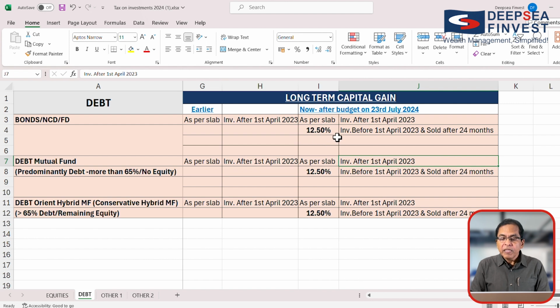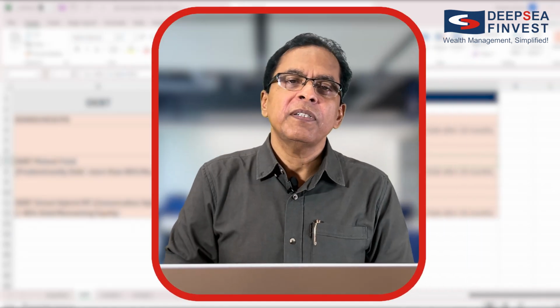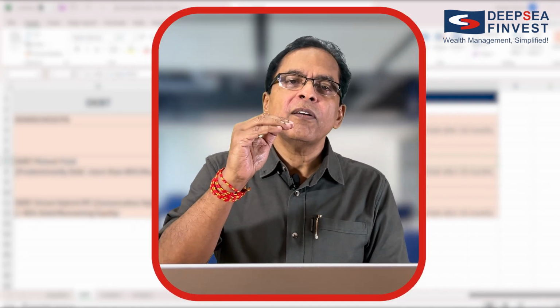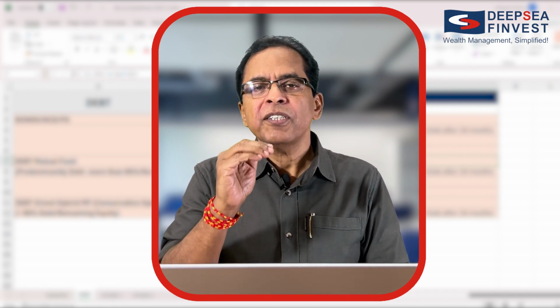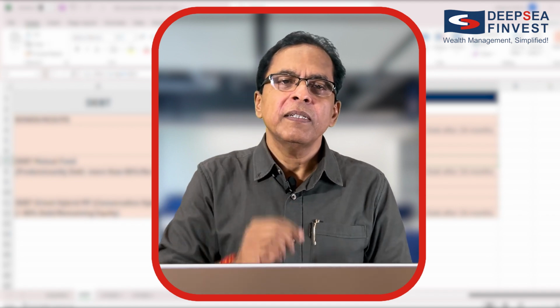Here you will see that if your investment is done before 1st April 2023 and you hold the investment for 24 months or more, then the capital gain will be taxed at the rate of 12.5%. If your investment is done after 1st of April 2023, you will be taxed at the slab rate. So these are the provisions. And here is one more important thing. Earlier there was a provision of indexation which took care of inflation in the economy. But now the indexation has been totally removed from the Income Tax Act.